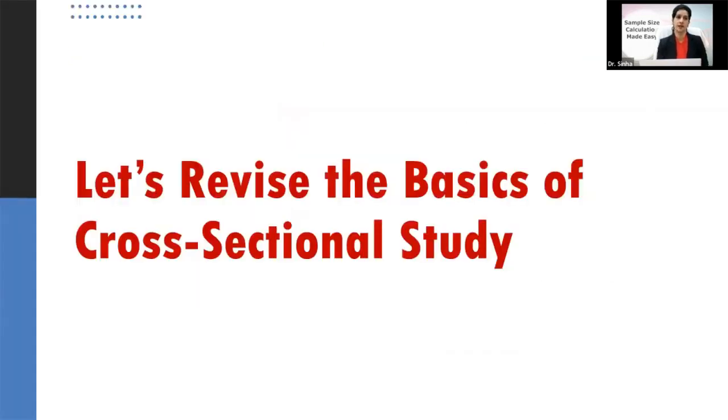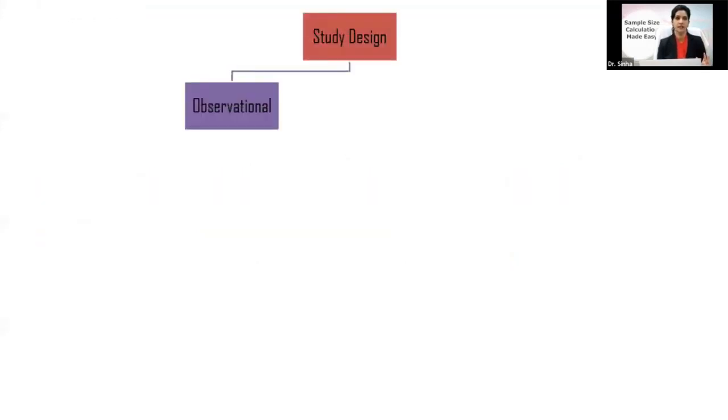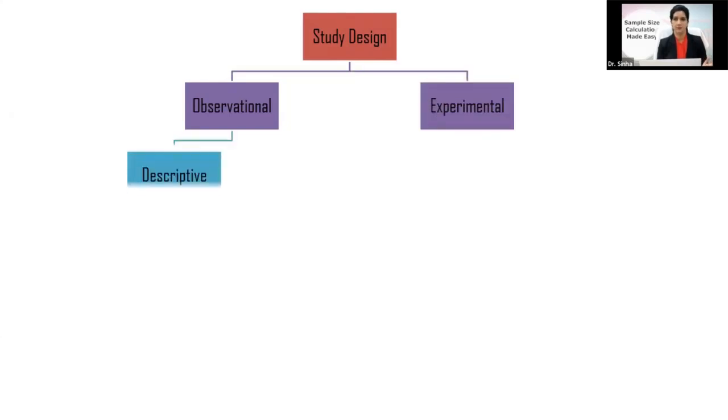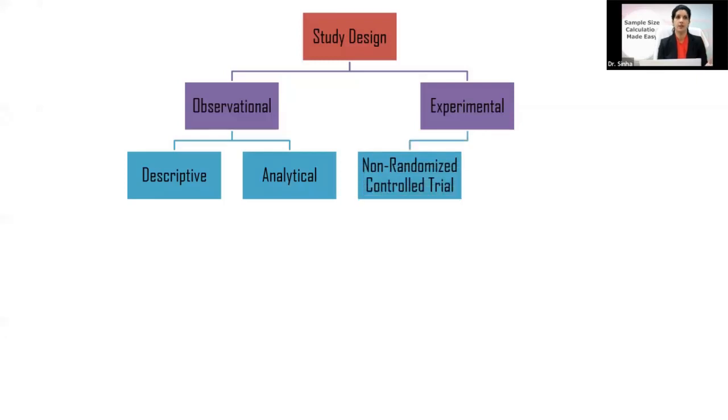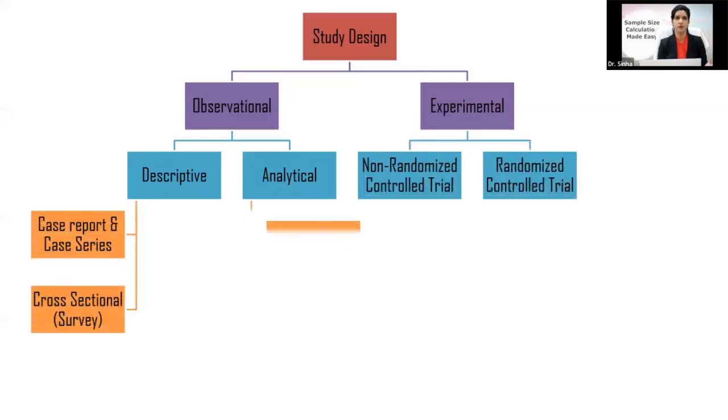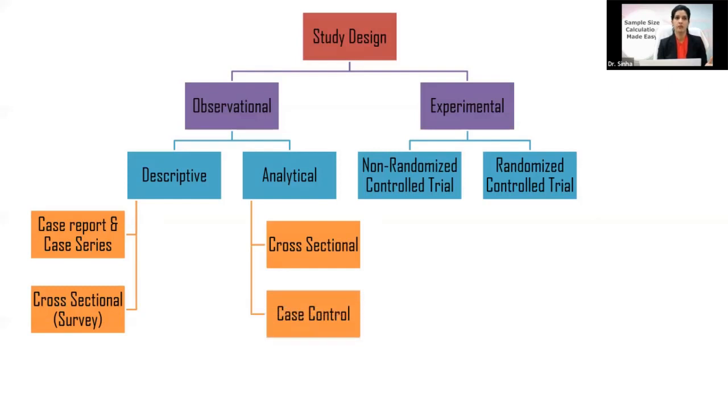So now let's revise some basics of the cross-sectional study. As all of you know, any research design you classify as observational and experimental. Under observational, you have descriptive and analytical. I'm not going into the experimental part. If you see descriptive and analytical, the cross-sectional comes in both. There is a descriptive cross-sectional, the classical surveys which we do. And there is also an analytical cross-sectional, where we do the hypothesis testing.